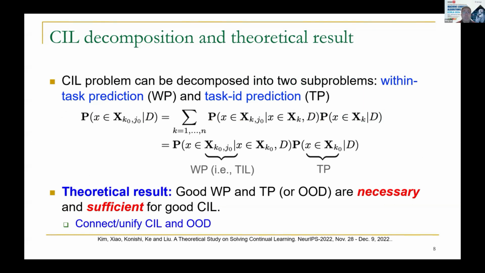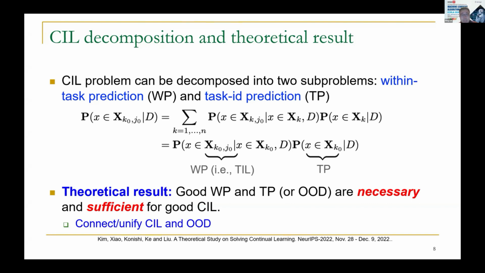So what is the way to deal with this problem? Let's talk about something theoretical. Of course, I'm not going to talk about the theorems, but I'll tell you the theoretical result. The CIL problem, the basic class incremental learning problem, can be decomposed into 2 subproblems. One is within-task prediction. When we're predicting within the task, assume we know the task. Obviously, we don't know it. The second subproblem is task ID prediction. If you can predict the task ID, then of course within-task prediction can be performed.